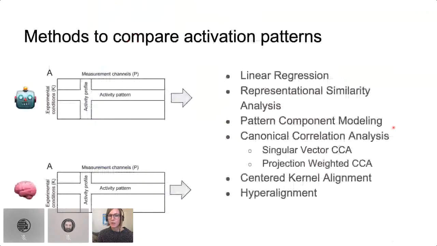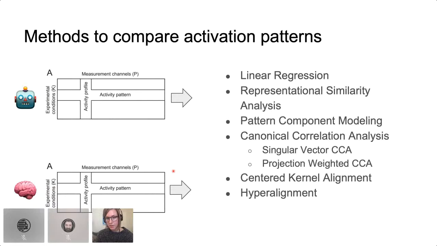And in the setting I described on the first slide, we would end up with two of these matrices, one containing measurements from the brain and one containing the artificial neural activations. And the experimental conditions here will be matched. So both of these matrices will have the same number of rows corresponding to the same conditions or stimuli in the same order. But for most of these methods, the measurement channels do not need to be matched. So you can have a different number of columns.